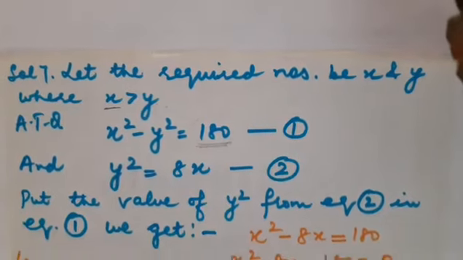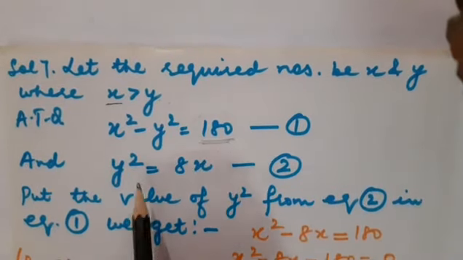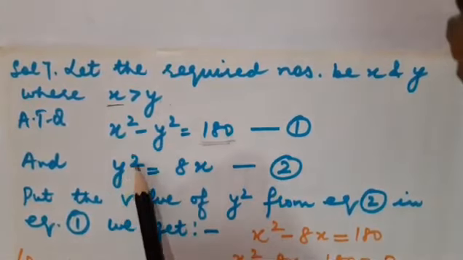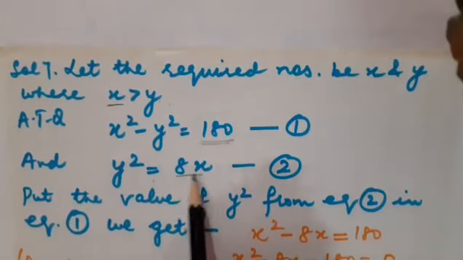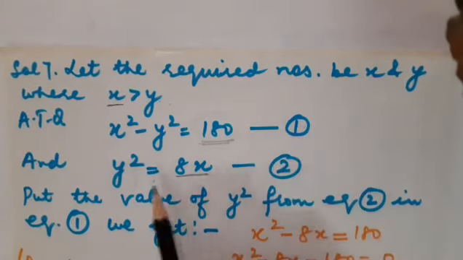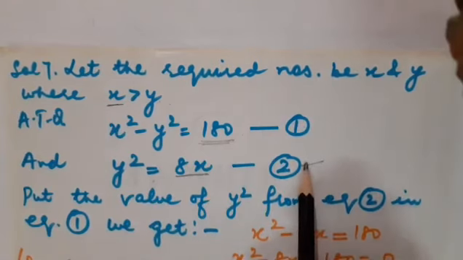Correct, children? Now what else is given in the question? That the square of the smaller number. What is the smaller number? Y. Its square is 8 times the larger number, that is 8 into x. So this I have considered as equation number 1 and another I have considered as equation number 2.